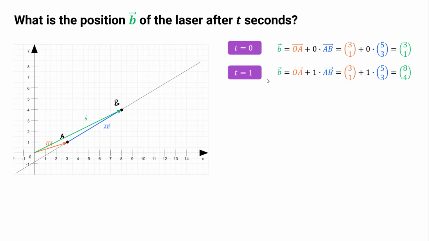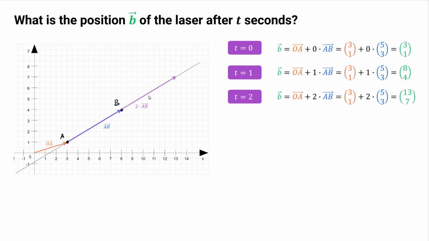Now let's look at t equals 2. So what's the position of the laser after 2 seconds? Now the position after 2 seconds is just OA plus now 2 times AB, right? So it's 2 times AB, and we are at the position then 13, 7, which is again this resulting green vector OA plus 2 times AB.